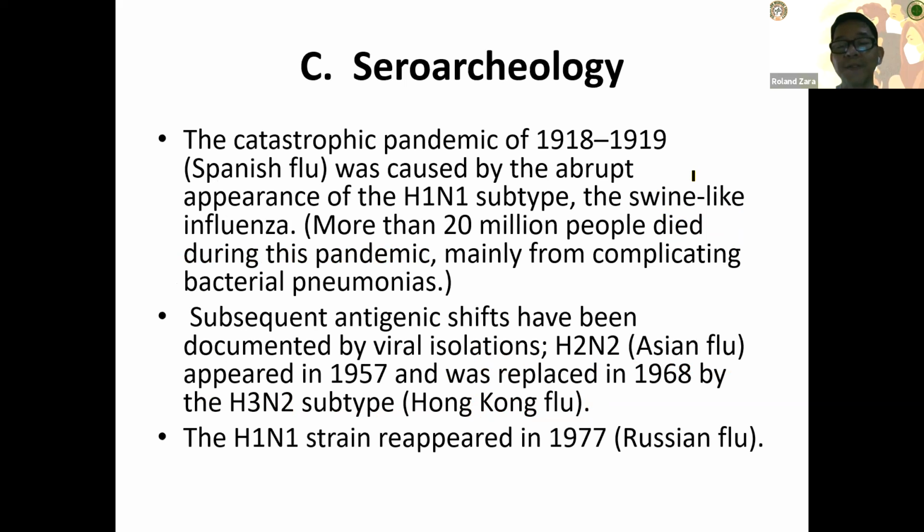Okay, so the history of influenza has been documented. Isolation of H2N2, Asian flu, appeared in 1957 and was replaced in 1968 by the H3N2 subtype. So you see, genetic reassortment indeed. And the H1N1 strain reappeared in 1977. Reappeared, so it re-emerged. While your SARS-CoV-2 is new, it is emerging. Re-emerging means it was there before and came back again.